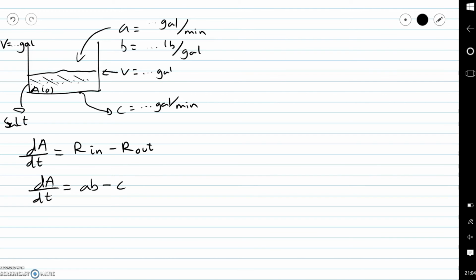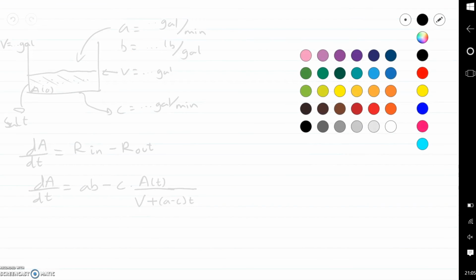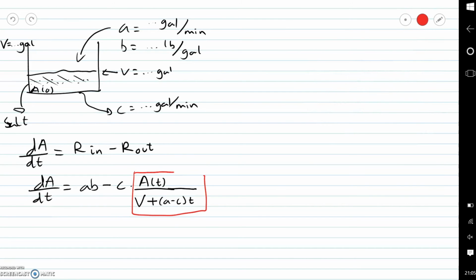So dA/dt equals R in times C in minus C out times A over V0 plus (R in minus R out) t. That is the general equation.